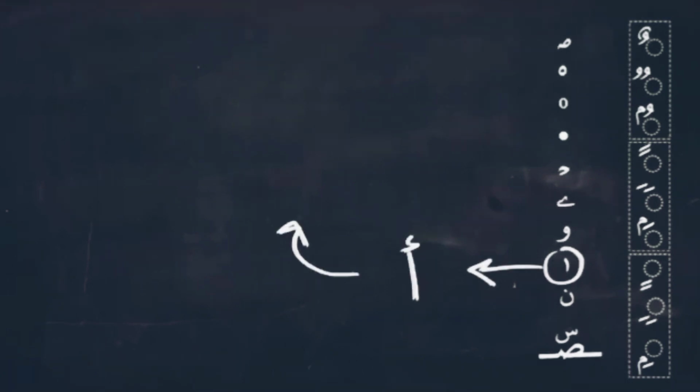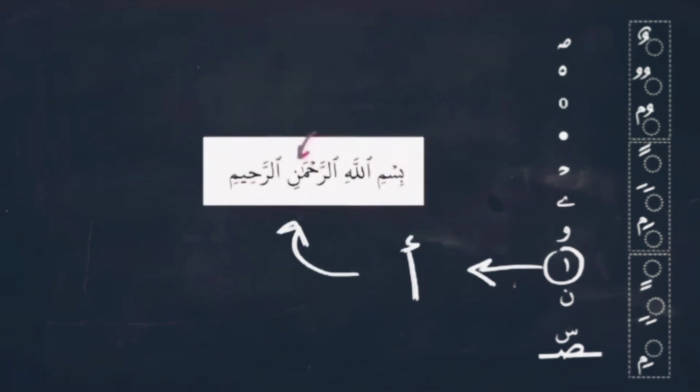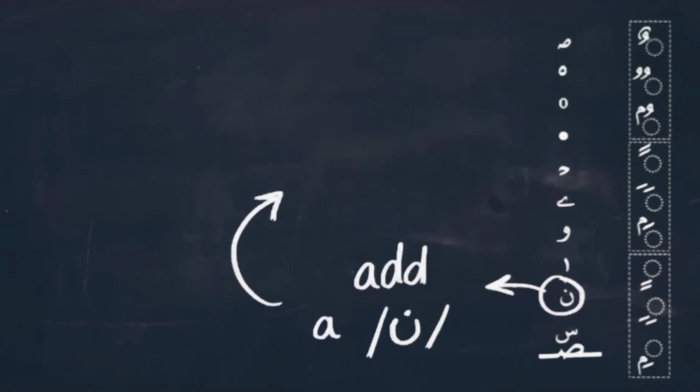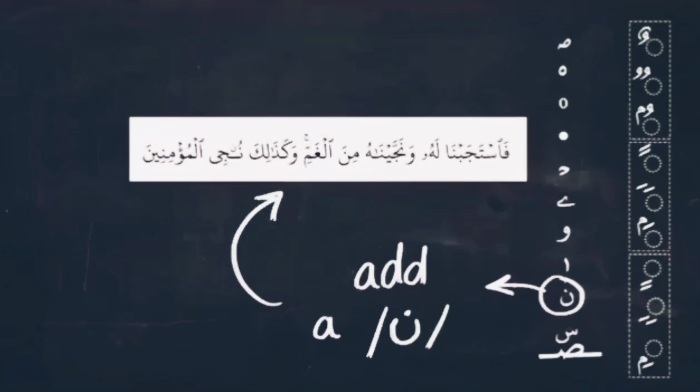Next is the sign that looks like a small alif, and it is actually an alif that is not in the word. Like Bismillahir Rahmanir Rahim. So we say Ar-Rahman, not Ar-Rahman. So there is an alif that is not part of the word. Next is the sign that looks like a noon. Again, this also refers to a noon that is not there in the ayah, but you must pronounce it. Like وَكَذَلِكَ نُنْجِي الْمُؤْمِنِينَ.